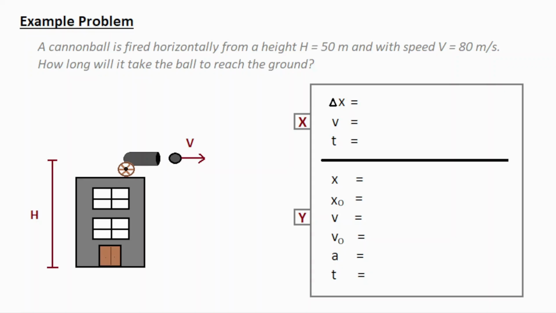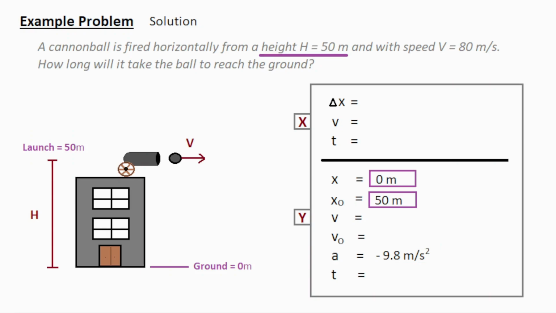To get started, let's see if we can organize the given information into our list. The first thing I see is that there is no statement regarding this taking place anywhere other than Earth, so I will again make my acceleration negative 9.8 meters per second squared. In terms of the vertical plane, I'll set the ground as a height of 0 meters, and that would mean that the ball is being launched from a starting height of 50 meters above that point. So my initial vertical position is 50, and my final vertical position is 0.